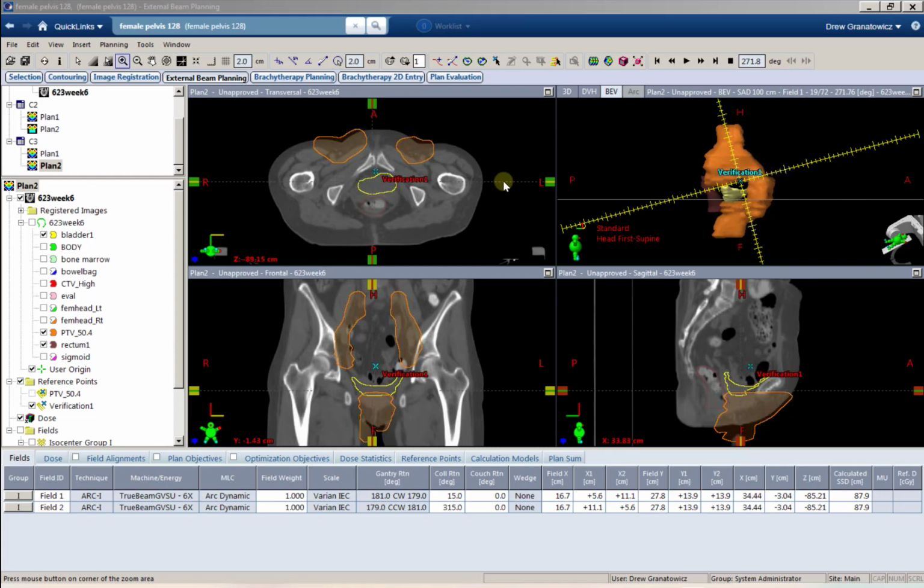Hey guys, this week we're going to be working on this vulva case, and it's very similar to last week. We're getting some good repetition in, but there are a couple differences. So first off, I want to say that this is the exact same CT as last week.